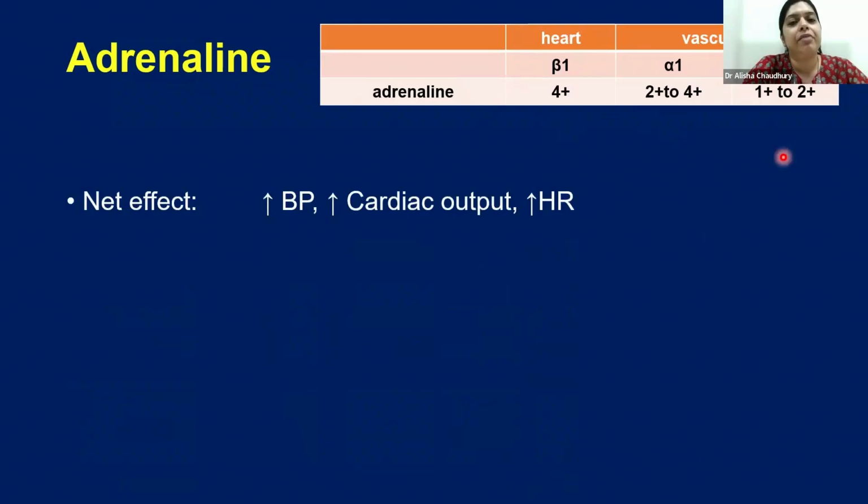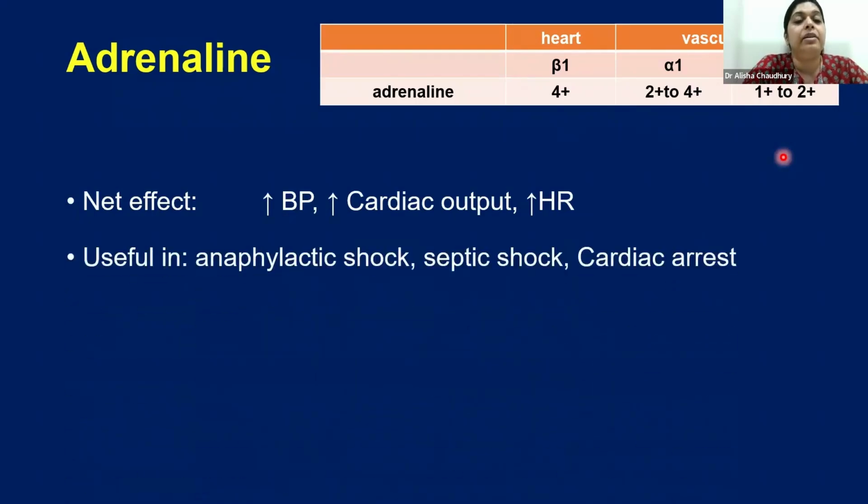So what will be the net effect of all this? There will be increase in blood pressure, increase in cardiac output, and also increase in heart rate. It is very useful in anaphylactic shock. So it is the only shock, anaphylactic shock, where your vasopressor or inotrope of choice will be adrenaline. Whereas in septic shock, it may not be the first choice because there you use NORAD. In cardiac arrest, you are going to use it. The shock where the drug of choice will be adrenaline is anaphylactic shock.